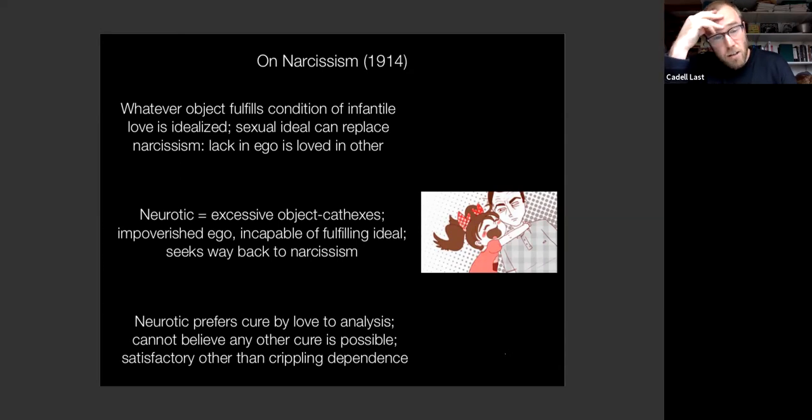And then Freud finally concludes by saying, and of course his final thoughts are really about the neurotic, since that's what psychoanalysis can deal with, basically saying that the neurotic prefers to be cured by love as opposed to analysis, but says that that is only because the person in a neurotic state cannot believe another cure is possible, and that we might be satisfied with this cure, except for the fact that the neurotic who is cured by love is forced into a crippling dependence on the other.